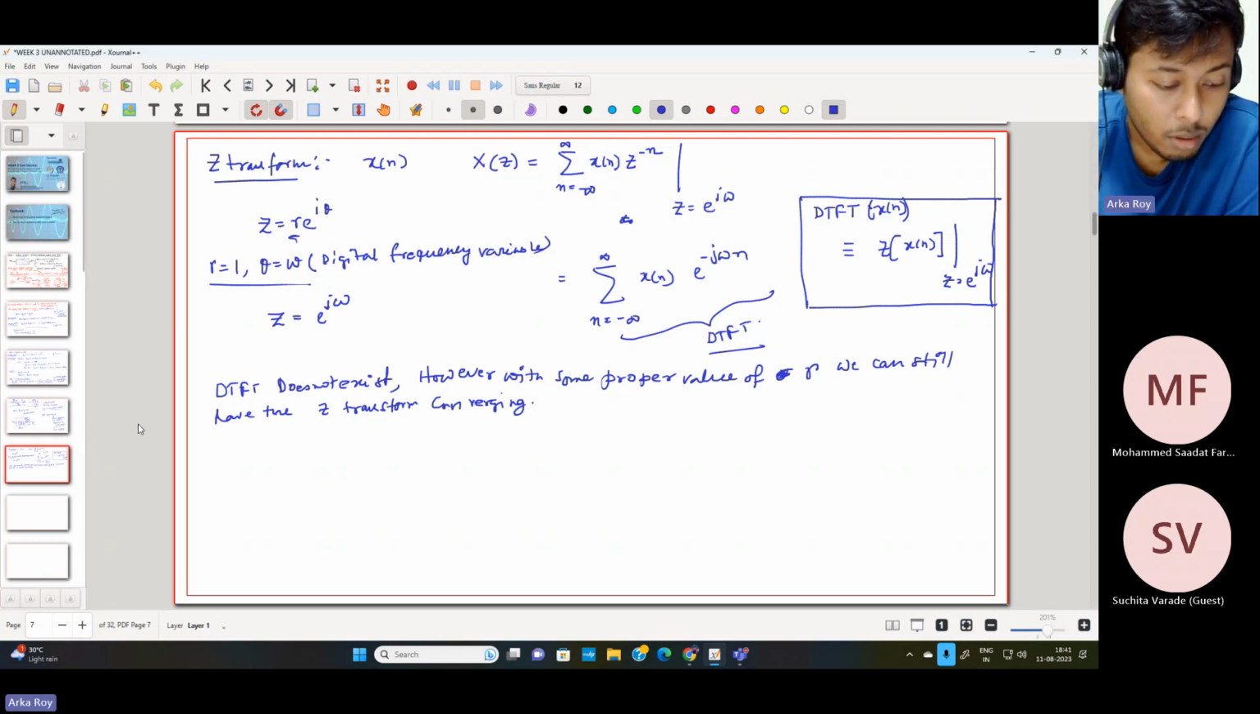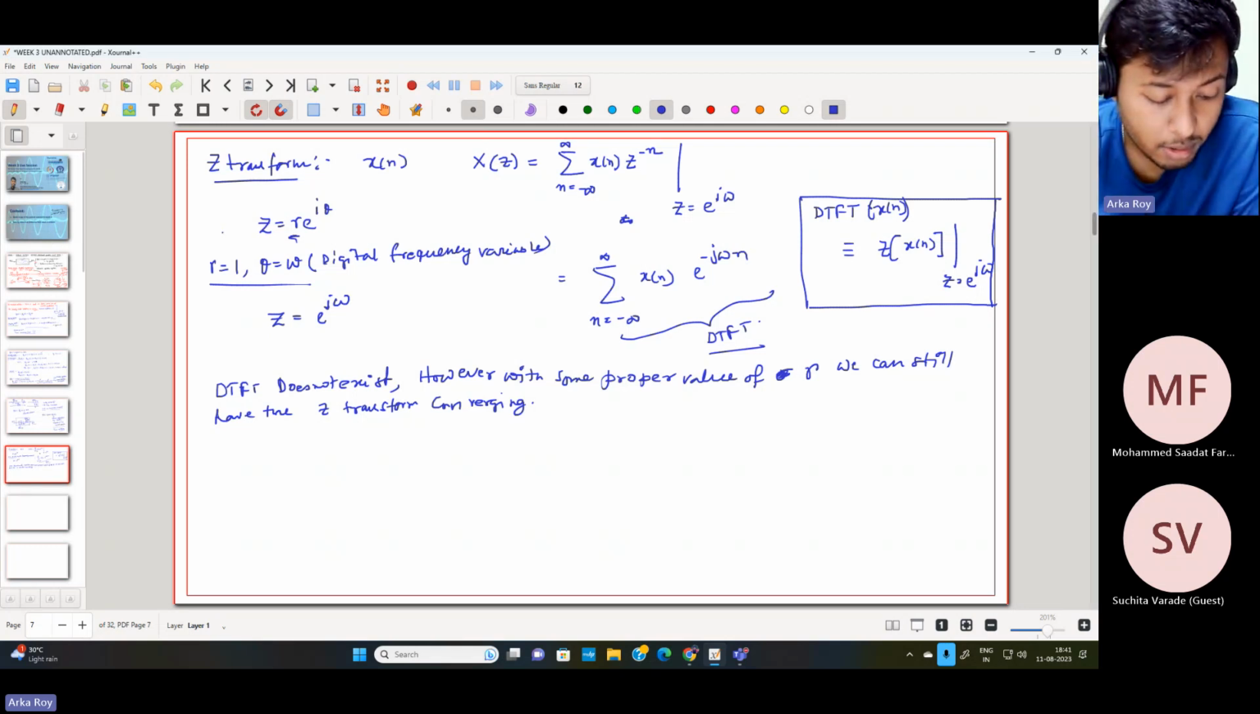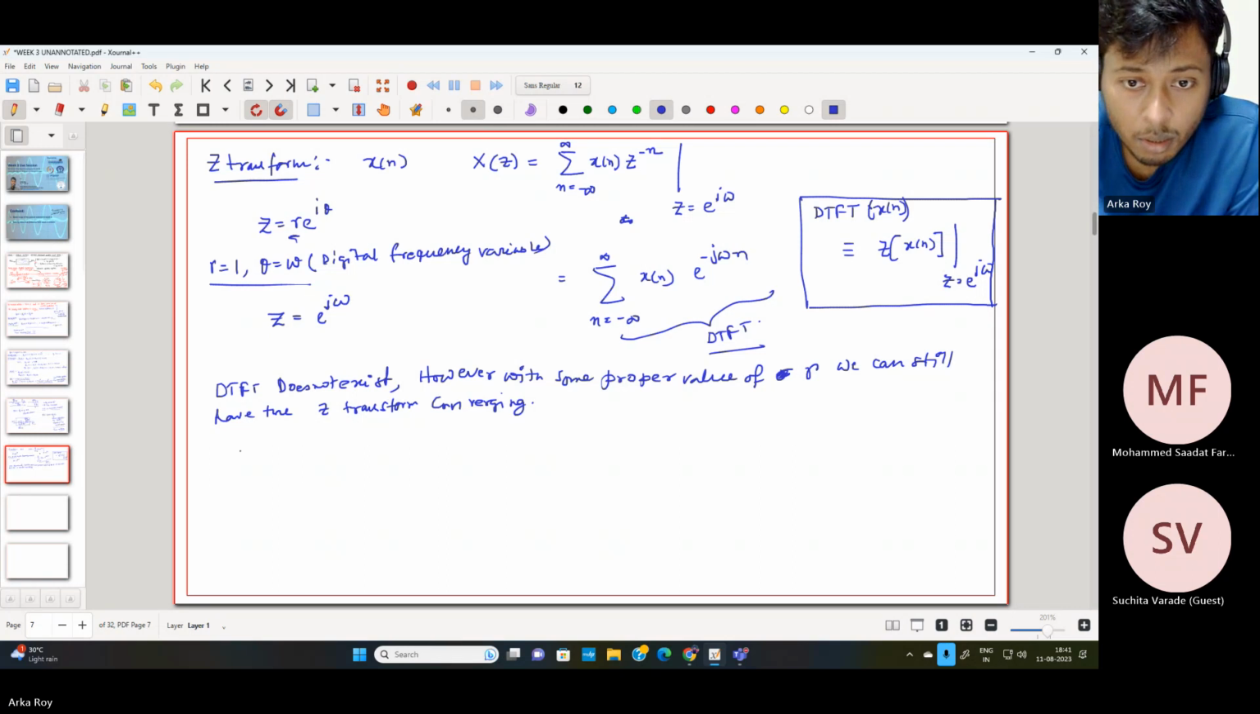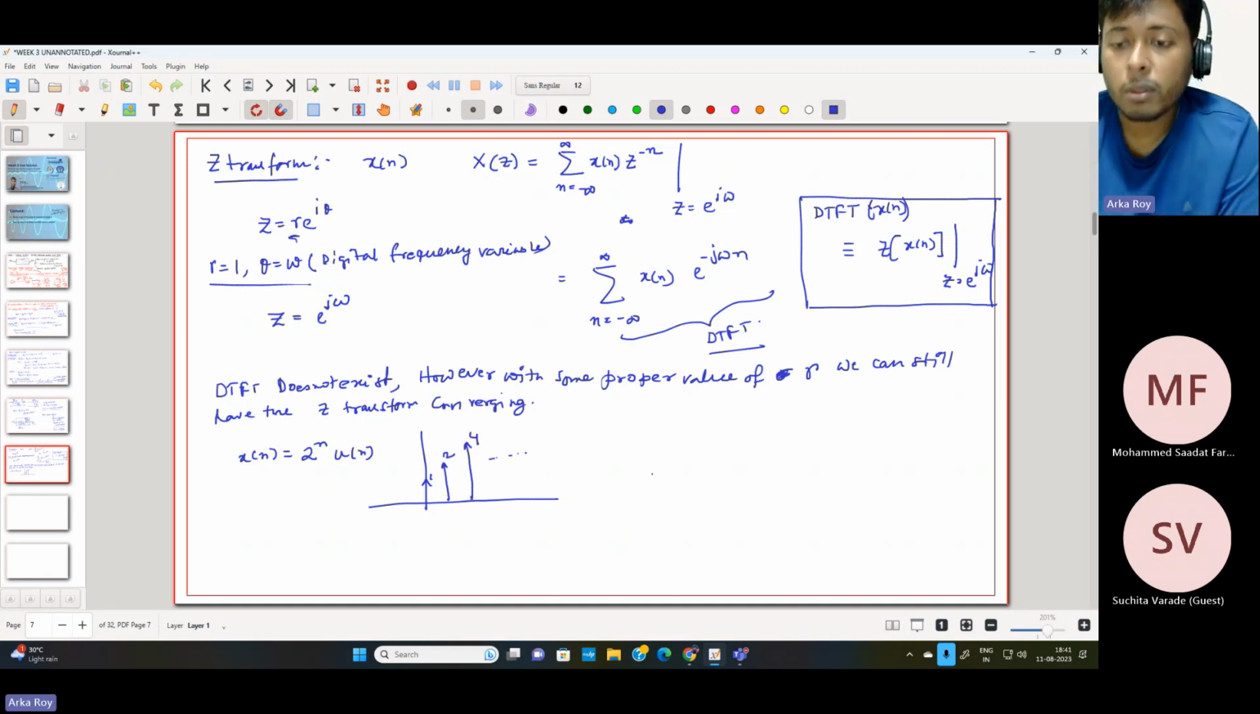For example, Xn, we can consider a particular sequence that is Xn equals 2 to the power n u[n]. So 2 to the power n u[n], this is our right-sided sequence. It will start with 1, then 2, then 4, and this is a growing sequence.